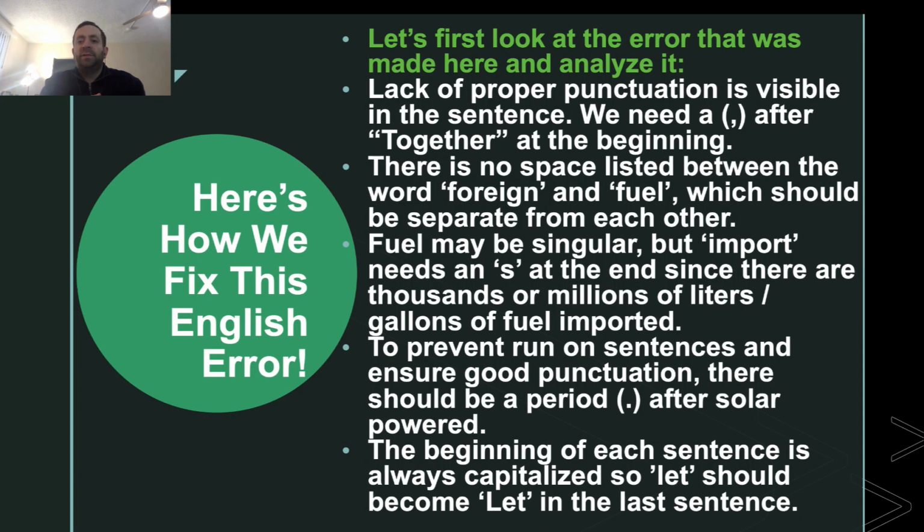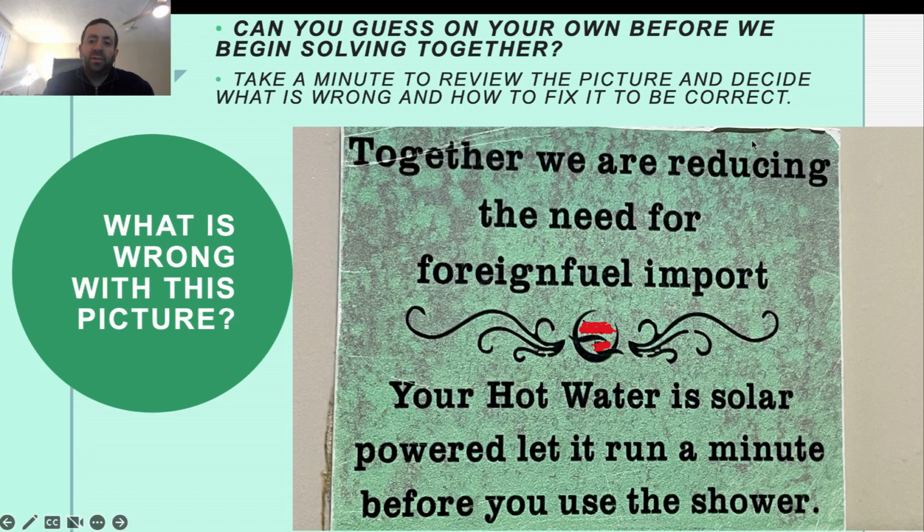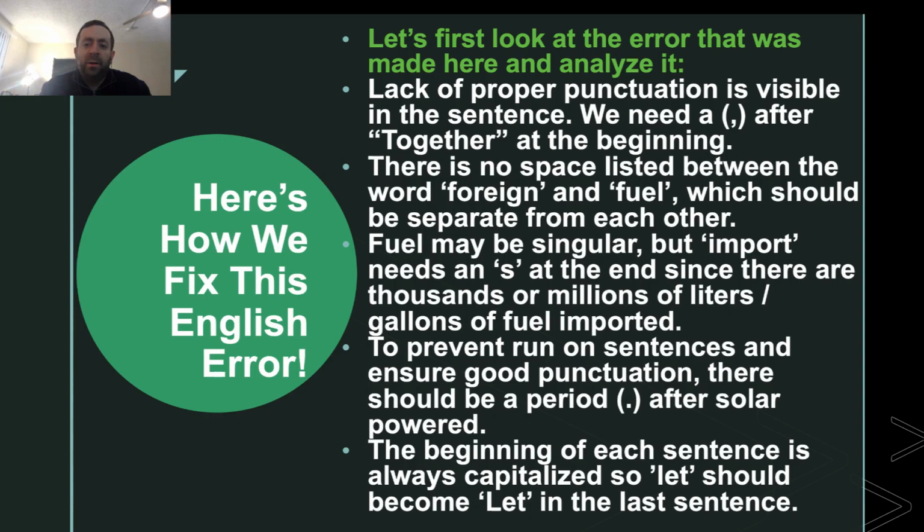So here we go. Let's first look at the errors that were made here, and let's analyze them. So let's look at the lack of proper punctuation in this sentence. It's very visible. We're going to fix that first. So we need a comma after together at the beginning. Together, pause, kind of like a pause, putting a comma here. Together, we are reducing the need for foreign fuel import. So we're getting there, right? That's the first error.